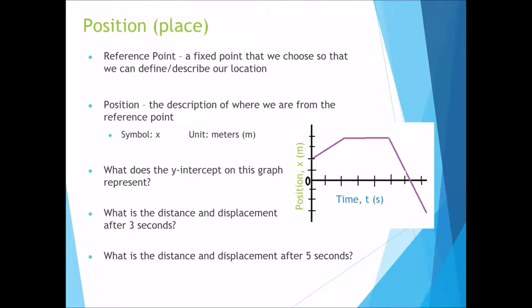Now what is the distance and displacement after 3 seconds? We've talked about it before: distance is how far you travel from the time you started. Displacement is how far you are from the origin. So from 0 to 3 seconds, you can see that we move from 2 boxes to 4 boxes. In distance, that is just 2 more boxes. But our displacement is actually 4 boxes because we're 4 boxes away from 0.